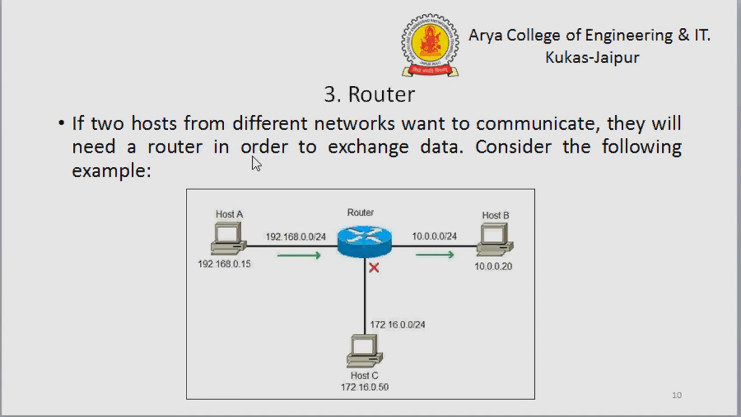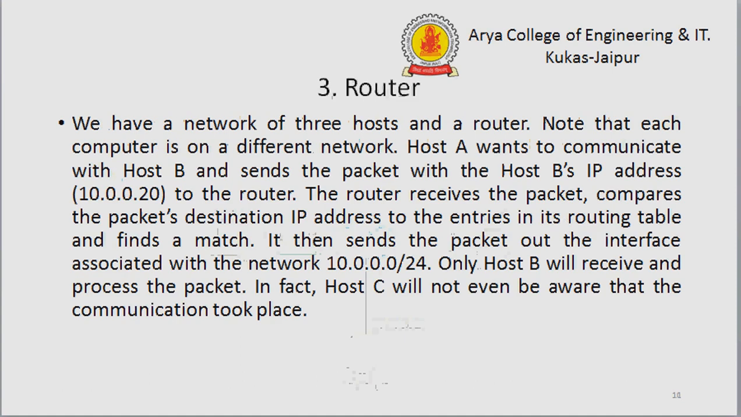If two hosts from different networks want to communicate, they will need a router in order to exchange data. Consider the following example. In this figure, we are showing a router and 3 hosts. Now the working of a router. We have a network of 3 hosts and a router. Note that each computer is on a different network.